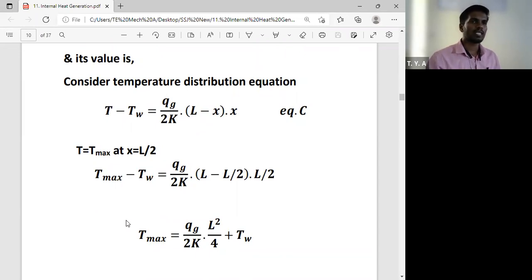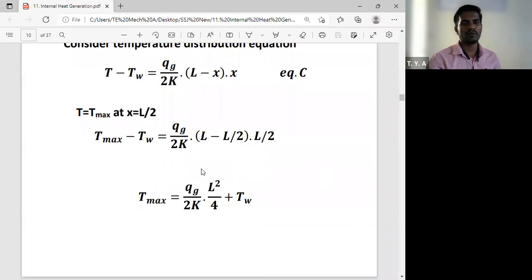Now we understand at which location the maximum temperature occurs, that is at X is equal to L by 2. But what is the value of that maximum temperature? We have to use this equation: T max is equal to Qg by 2K into L square by 4 plus TW. Using this equation we get that particular value.